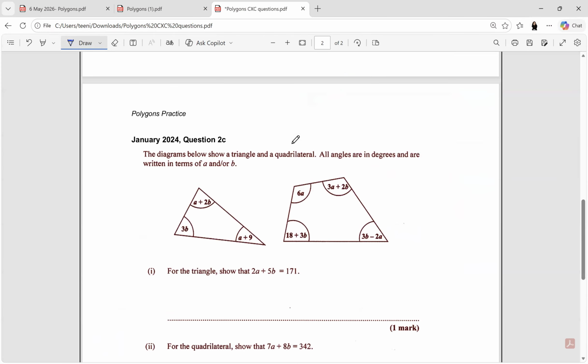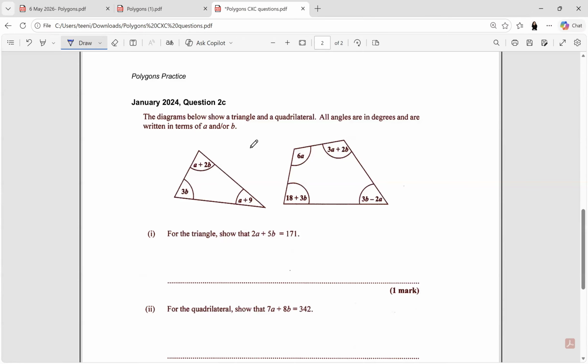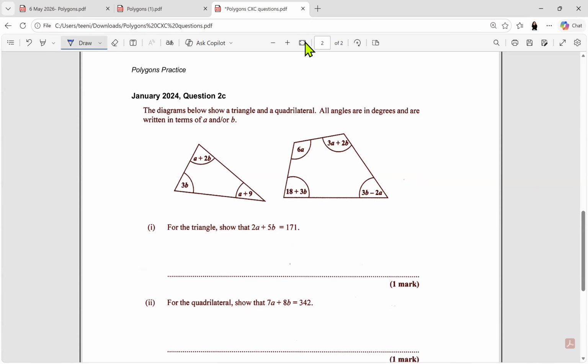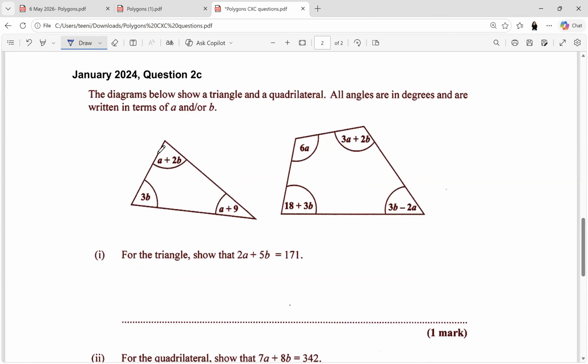All right, so now let's look at this other one. This one is from January 2024. It says the diagrams below show a triangle and a quadrilateral. All angles are in degrees and are written in terms of A and B. Good. So this here is the triangle. Y'all, how many degrees do you have in a triangle? 180. Yes, so all of these interior angles here will add up to 180 degrees.